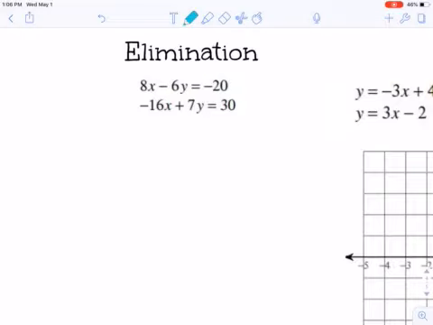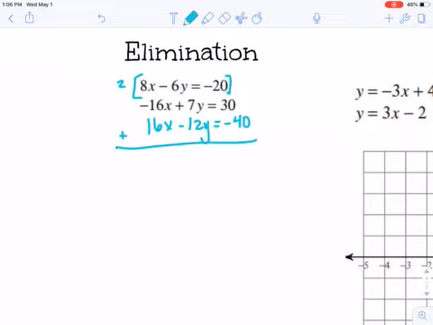What you had to have for these was not only standard form, where they're both lined up, but also a variable that is ready to be eliminated. You needed them to have the exact same coefficient, but with opposite signs. So for this system, I need to take this top equation and double it. What that's going to do is create positive 16x minus 12y equals negative 40.